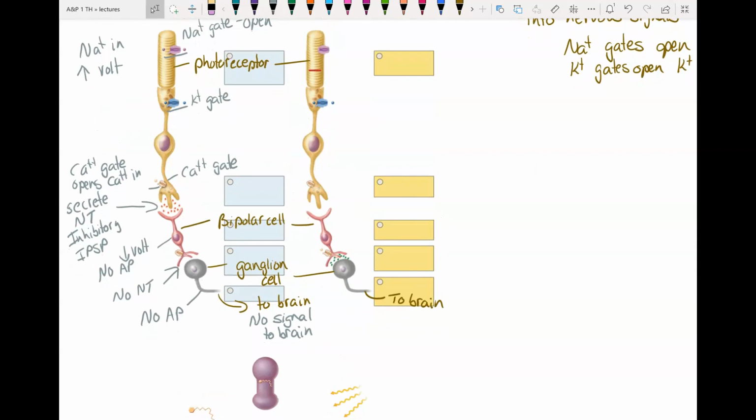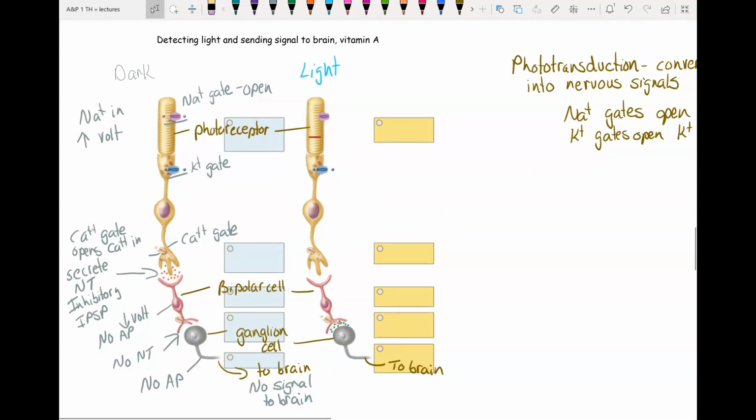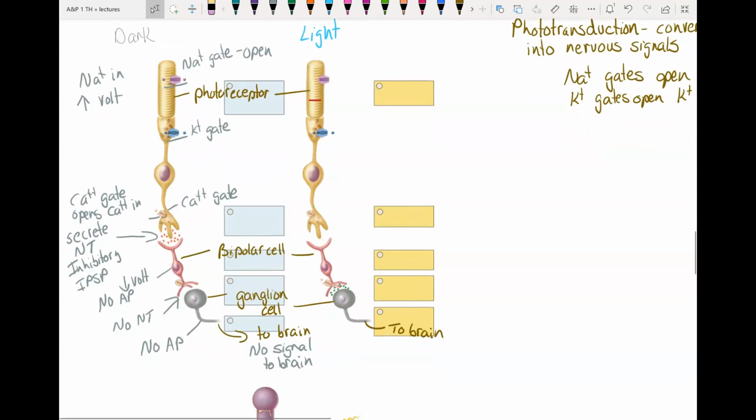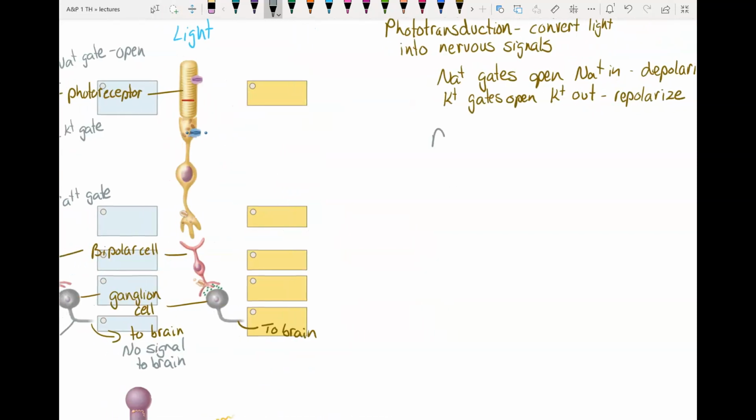So the eyes, again, are a little counterintuitive. When you're in the dark, there's no stimulation to the photoreceptor. So in the absence of that stimulation, the photoreceptor secretes neurotransmitter. This is called dark current. Dark current means that in the absence of light, your photoreceptor has its sodium gates open.